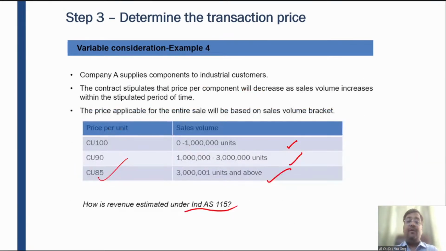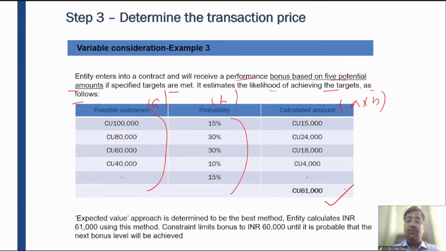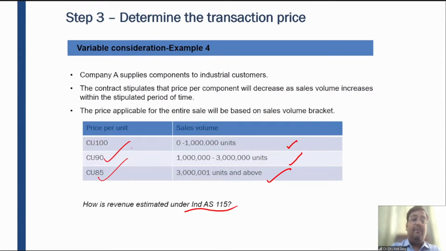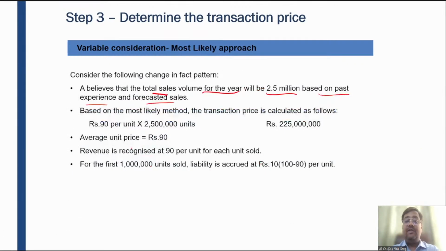In the bracket of 25 lakh units, which is 10 lakh to 30 lakh, the applicable price is 90 rupees. In this case, we will multiply 90 by 25 lakh units. It will give us 22 crore 50 lakh rupees in total. So what is my average unit price? My average unit price is 90. So friends, in this case, the revenue has to be recognized at 90 rupees.